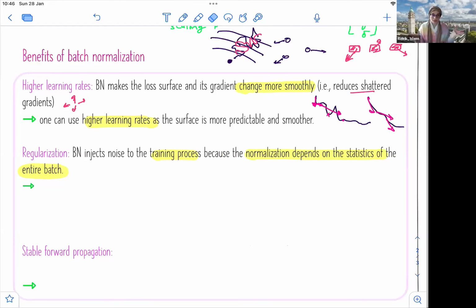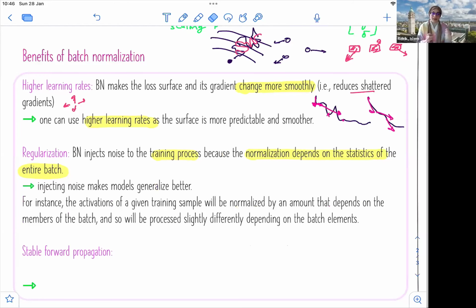There is a lot of research on this topic, very high level and really exciting research. But just in a nutshell, I am telling you about these important properties of batch normalization. I may add some references as extra resources if you want to read more on this. Injecting noise makes models generalize better, and this has been observed over and over again in the literature of deep learning.